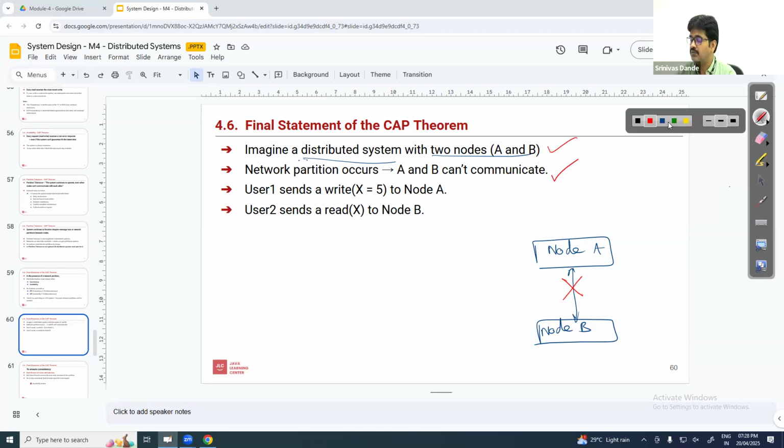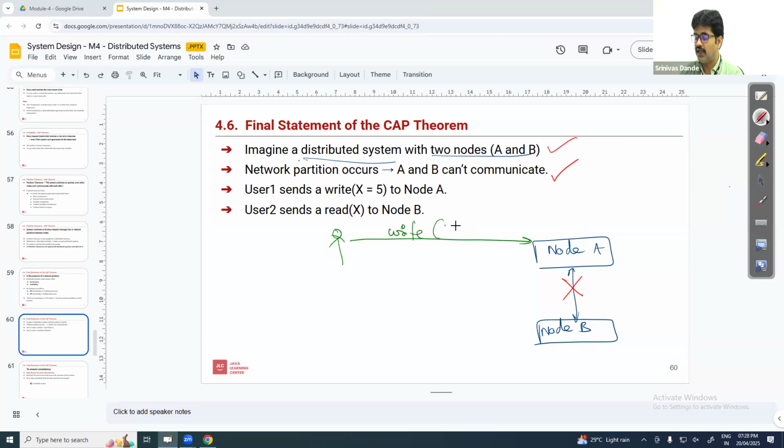Now user one is sending a write operation. What are they writing? X equals 5. Previously, consider there is an X value in both systems: 10 is there in both. The previous value is there in both the systems, right? Now what happened? The write operation on X changes this X to 5.